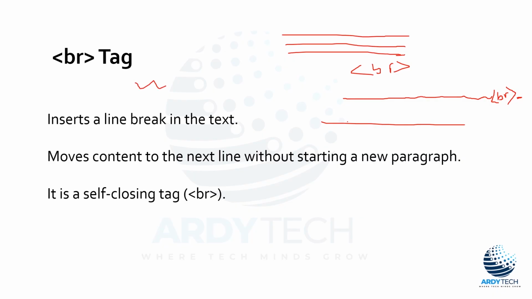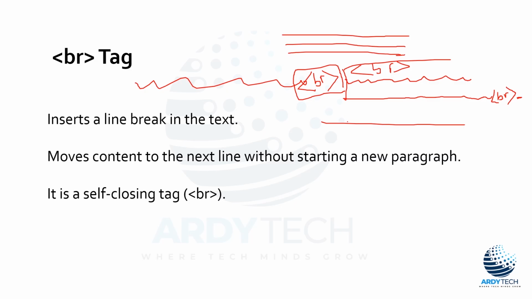So let's say you have something here, and then you added a BR tag here. What will happen? Even if the text continues, because of this BR tag placed here, the rest of the content on the right hand side will be moved to the next line. So that is it. Let us now move on to our code editor to see the practical implementation of all that we've learned.